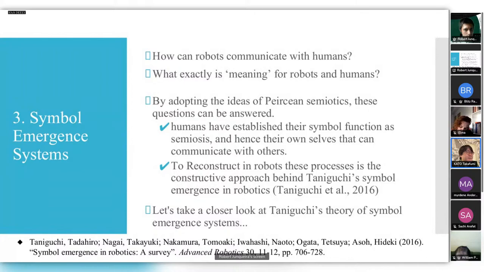To reconstruct in robots the process of cognition and language acquisition that humans experience, and thereby to deepen our understanding of the workings of the human mind and intelligence, is the constructive approach behind Taniguchi's symbol emergence in robotics. The system of symbols in which humans already participate in their everyday communication is a type of symbolic system called a symbol emergence system. In Taniguchi's theory, it is envisaged that robots and AI will increasingly join this system in the future. Let's take a closer look at this theory of symbol emergence systems.